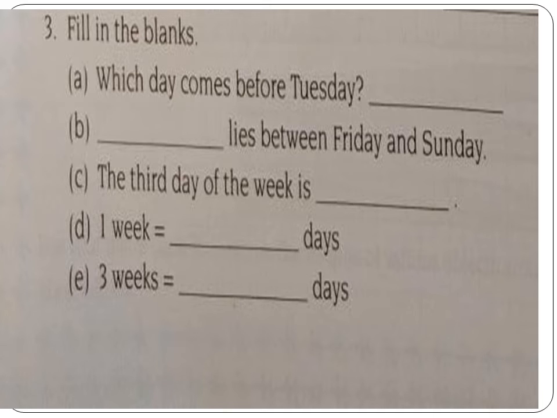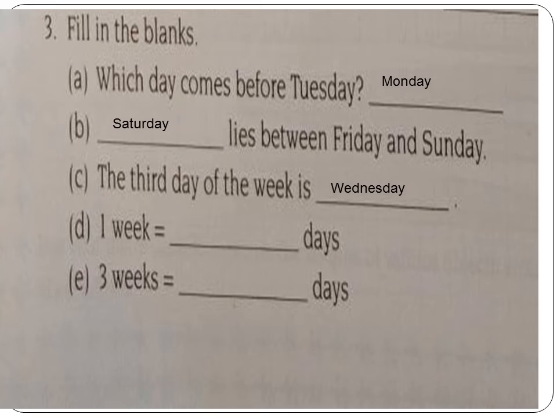First one, which day comes before Tuesday? Yeah, it is Monday. Here you can see first letter, you have to write it in capital letter. Days of the week and months of the year. First letter, you have to write it in capital letter. Next, dash lies between Friday and Sunday. Yeah, it is Saturday. Next, the third day of the week is, yeah, it is Wednesday.